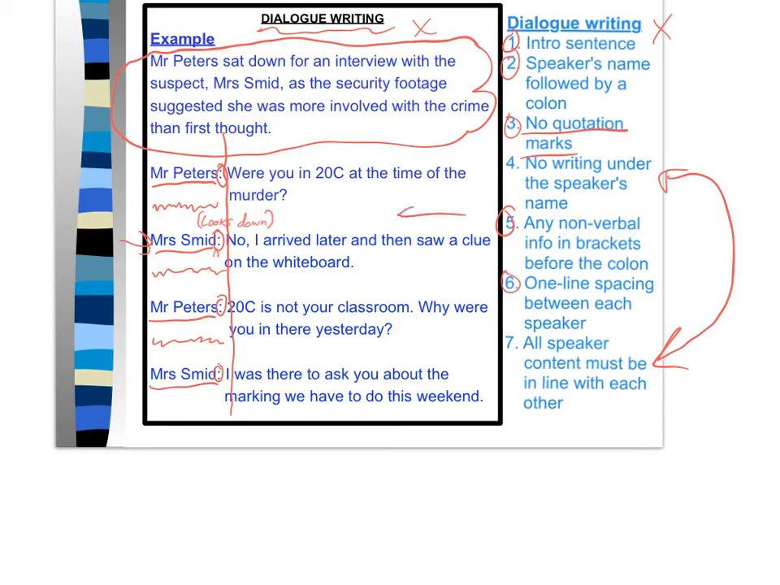As you can see here, there's a 1-line spacing between each one. This is very, very important if you want to get maximum marks for format. And finally, number 7, as I've said, links with number 4. You are not allowed to have any information under the speaker, and all the content must follow a straight line like I've got there. All right, good luck. Be awesome.